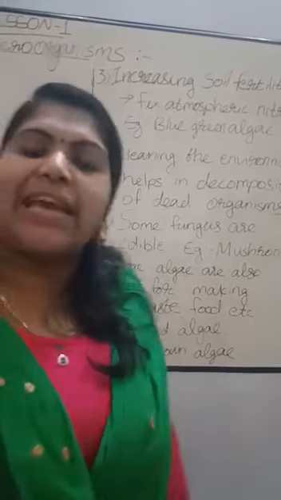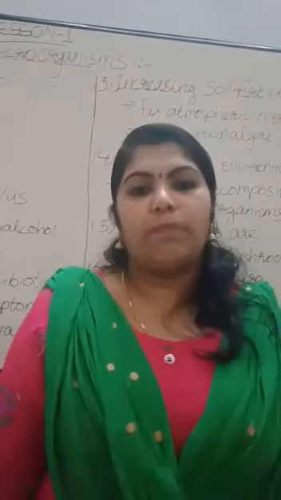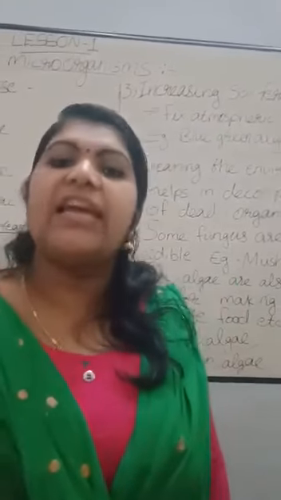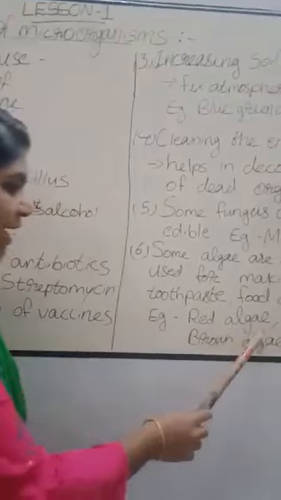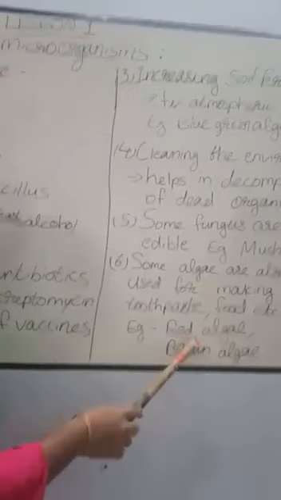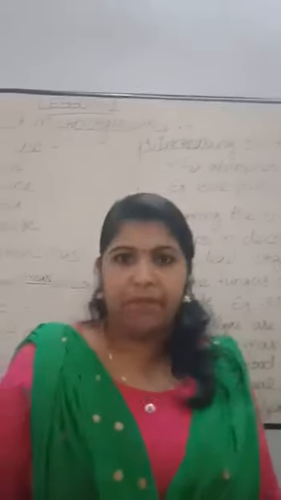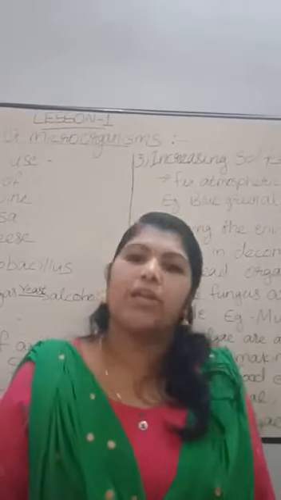Some algae are used for the production of toothpaste and food. Examples of these are red algae and brown algae. These two algae are used for the production of toothpaste and food. So this is the usefulness of microorganisms.